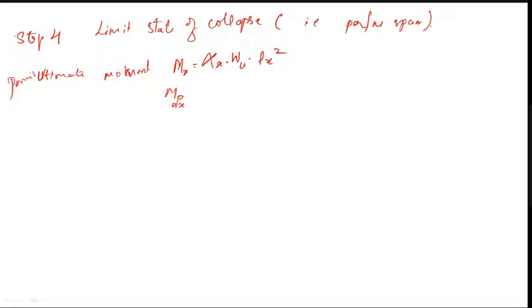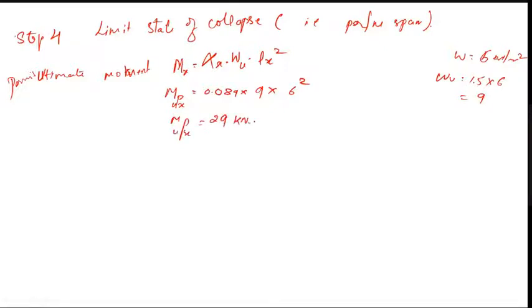Ultimate movement, permissible ultimate movement in x direction, is equal to alpha x coefficient, how much we have got, 0.089. Ultimate movement, that is factored. W we have got 6 kilonewton. The ultimate will be 1.5 factor, therefore it will be 9. Okay, 9 into 6 square, which equals 29 kilonewton meter per meter. We are doing for per meter and this is the formula for per meter.